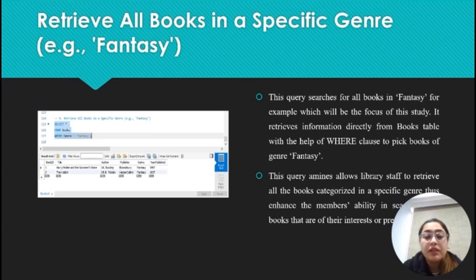In the example I have shown, we have presented the screenshot of that. You can see the results include books like Harry Potter and the Sorcerer's Stone, and The Hobbit. Both are under the fantasy genre.